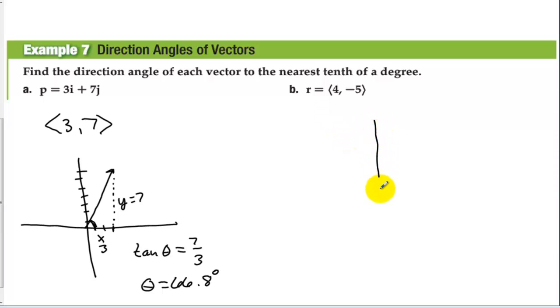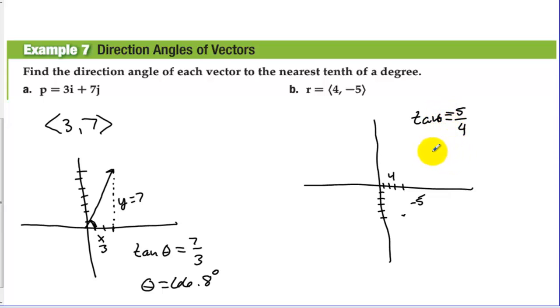Let's do the same thing with 4, negative 5. We have 1, 2, 3, 4, 1, 2, 3, 4, 5. So the x is 4, the y is negative 5. So we're looking for the inverse tangent of negative 5 over 4. Y over x, sine over cosine, opposite over adjacent. It all means the same thing. So the tangent of theta equals negative 5/4. So theta is equal to the inverse tangent of negative 5 fourths. Inverse tangent of negative 5 divided by 4.